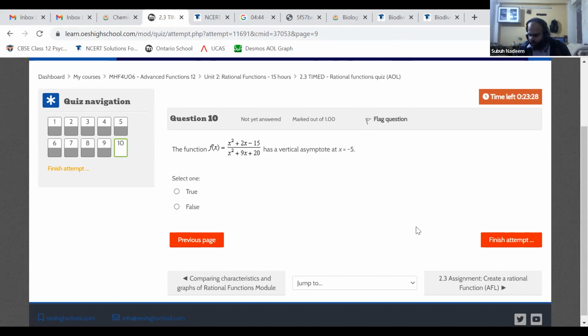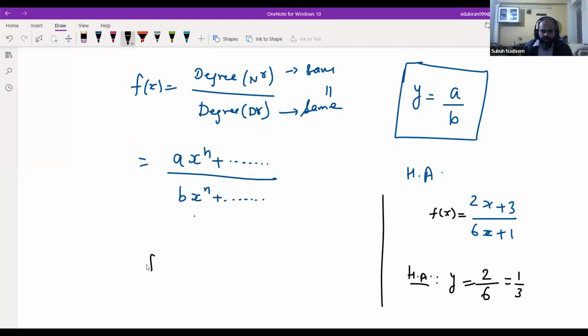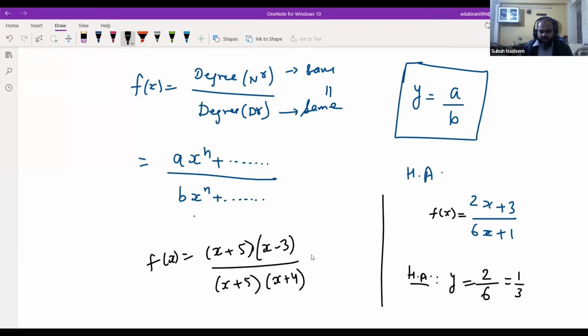So yes, the roots of the numerator are minus 5 and 3. And what are the factors of the numerator? The numerator is x plus 5 into x minus 3. These are the factors. And the denominator? X plus 4 and x plus 5. So here, can you see something which can be cancelled?